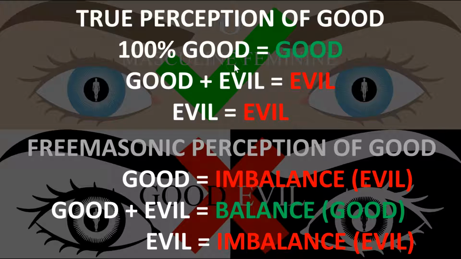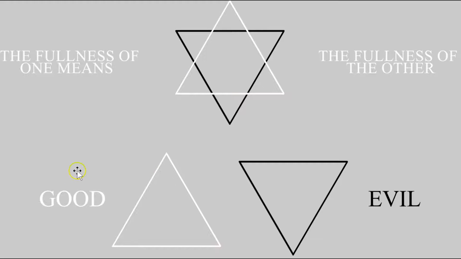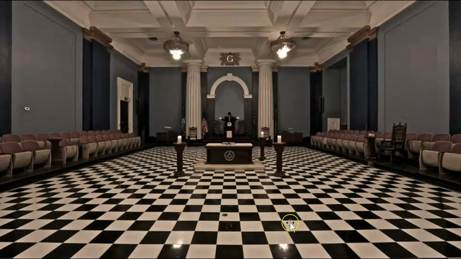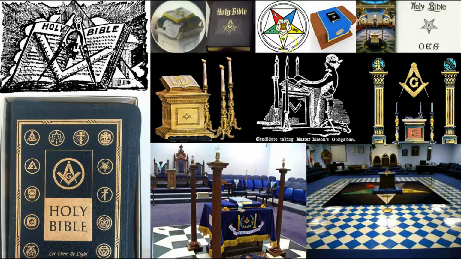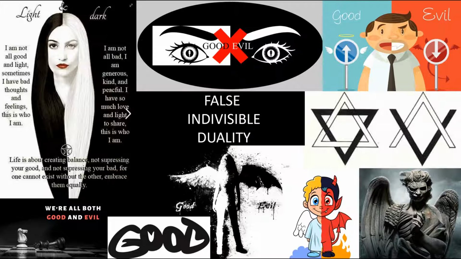The Masons do not share the same perception of good as traditional Christians do. The Masons instead see a person who is accepting of both their good and supposed evil natures as good, with this being the false definition of indivisible duality, that for the fullness of one requires the fullness of the other. Hence the extensive use of the black and white checkerboard floors found in Freemason lodges, along with their affiliates. This false philosophy can also be found expressed within popular culture.